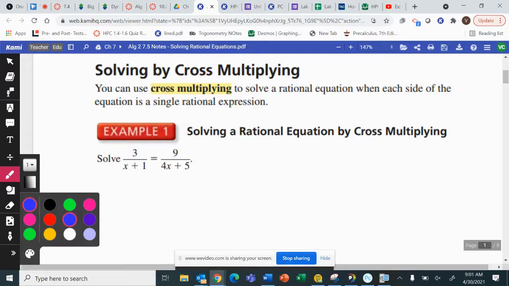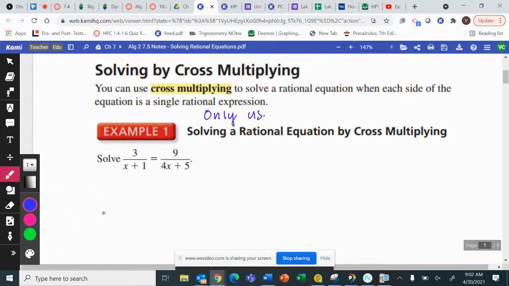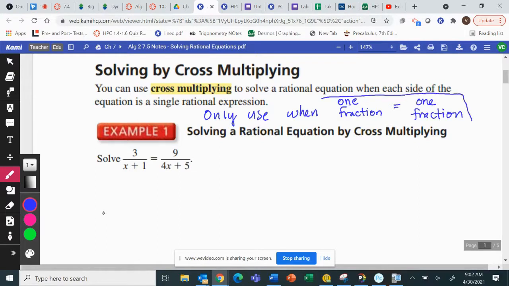You can only use cross multiplying when you have one fraction equal to one fraction. So you have to check first. Example 1, do I have one fraction equals one fraction? Check. So you can cross multiply.